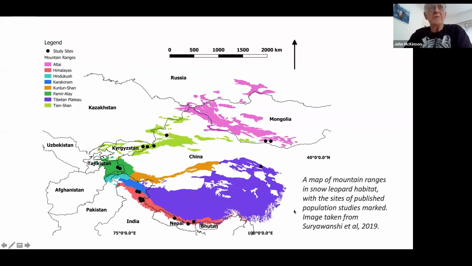Okay, well, you all know the distribution of the snow leopard, but basically it's the Tibetan Plateau, the Himalayas, the Tian Shan range, and then the Altai Shan extending up into the lakes around Baikal Lake in Russia.